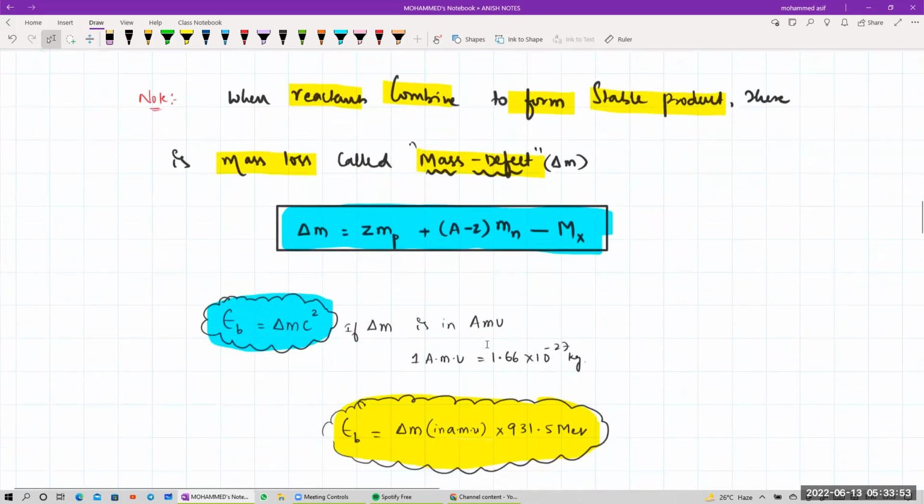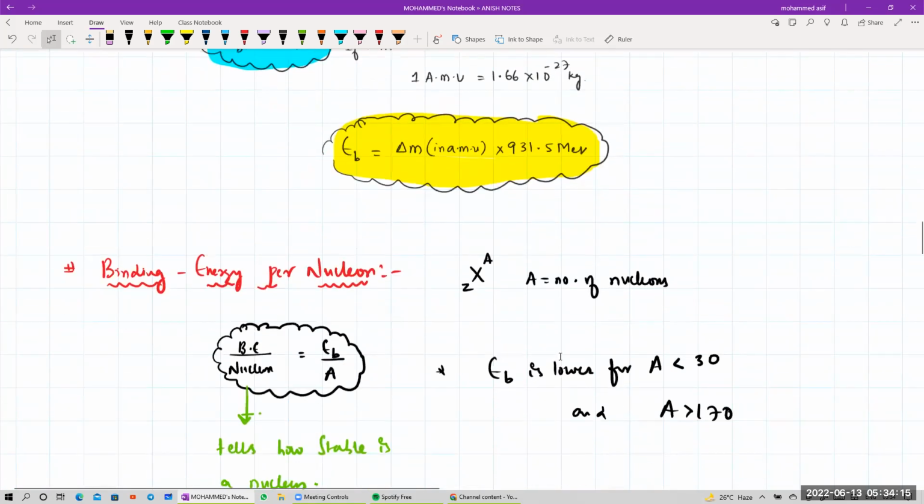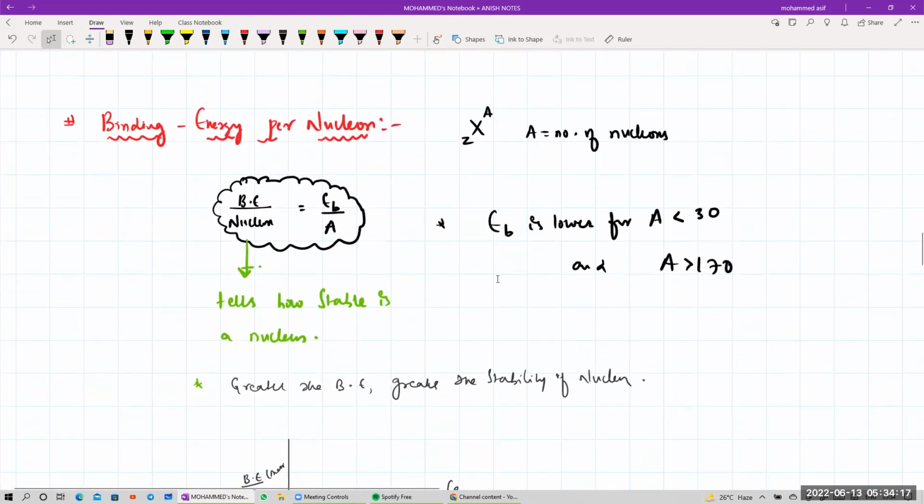Nucleons means what, beta? Proton plus neutrons. Now how do you calculate the binding energy? From Einstein's mass energy equivalence, EB is equal to delta M into C square. If delta M is taken in AMU, one AMU will be equal to 1.66 into 10 to the power of minus 27 kg. I can write directly binding energy is equal to mass defect into 931 MeV. If delta M is given in AMU, just multiply with 931, you will get the answer. Okay?